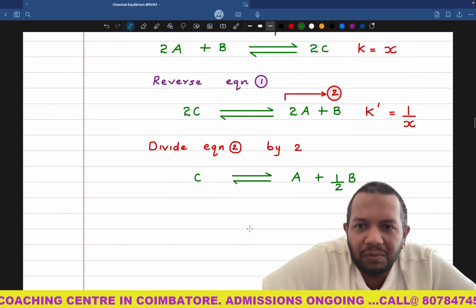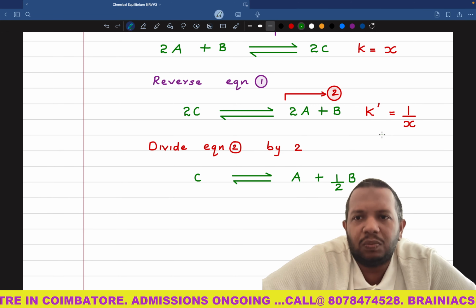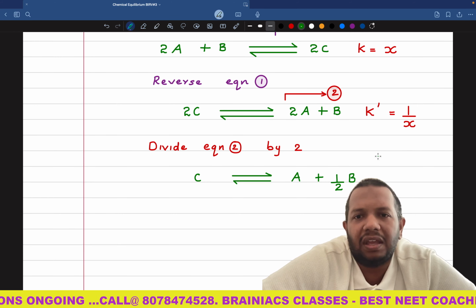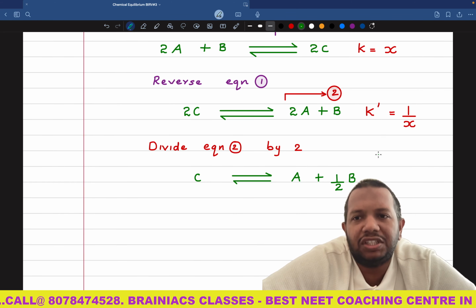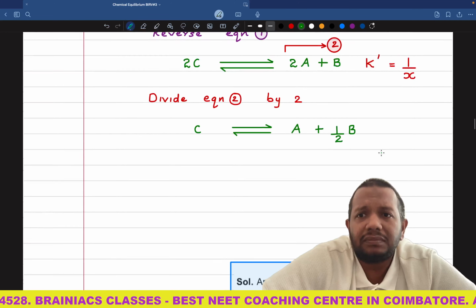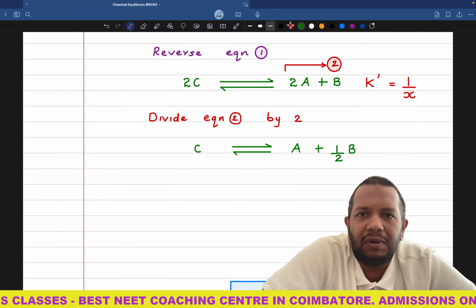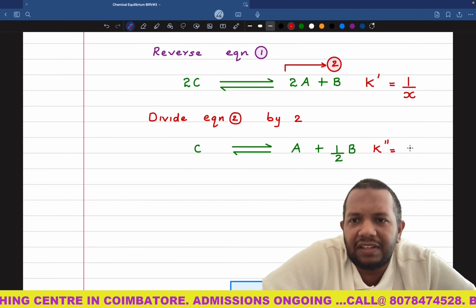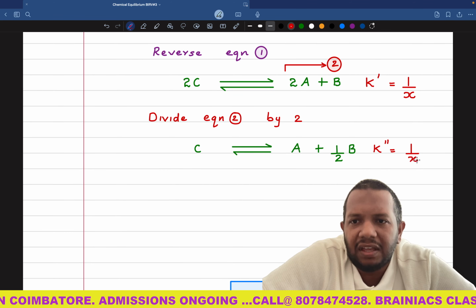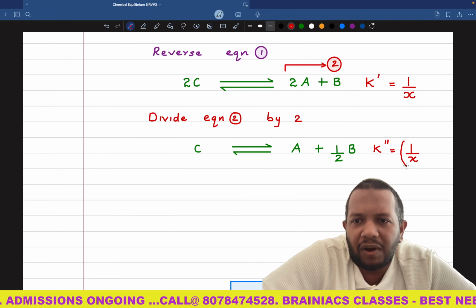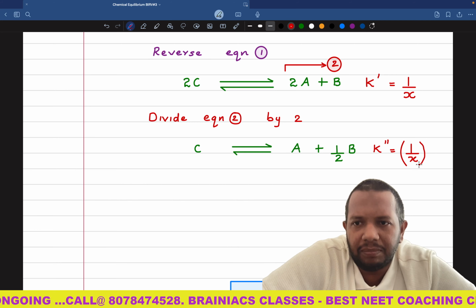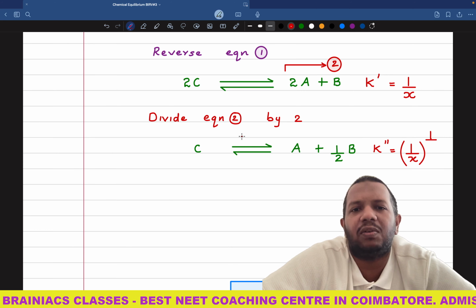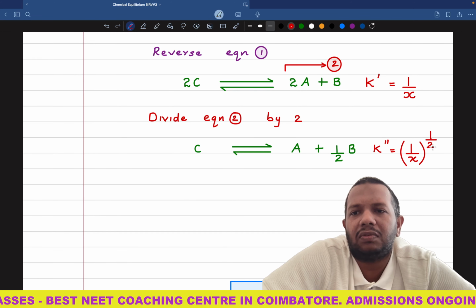So please remember, when you are dividing by any number, the whole thing will be raised to 1 by that number. So for example, here it will become K double dash. Let me say this is K double dash. This is the existing value, 1 by x. Now what is the new value? When you are dividing, the whole value will become raised to 1 by the divided value. What is the 1 by divided value? That is 1 by 2.